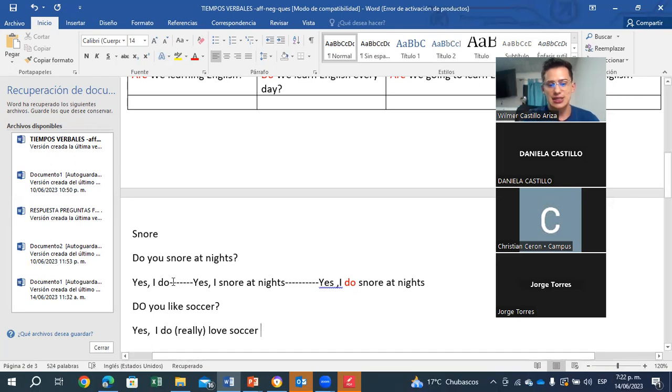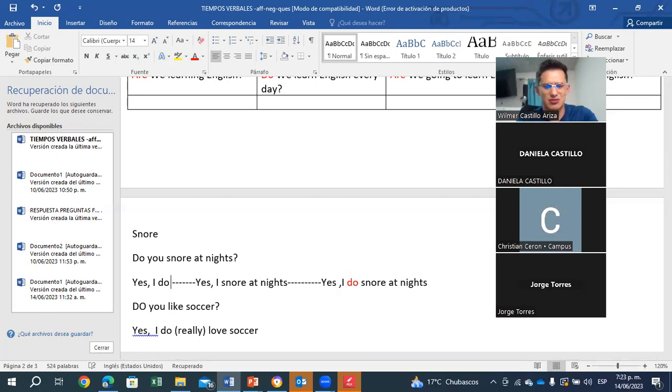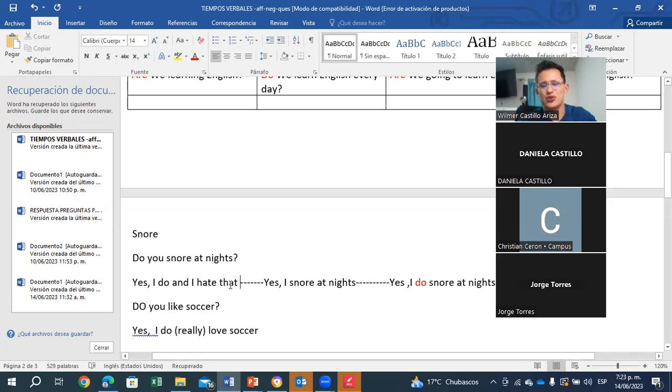Entonces, claro, normalmente, gramaticalmente, pues no está correcto, ¿no? Es "yes, I do", que reemplaza pues lo que sea el resto de la oración. Podemos complementarlo, obviamente. A veces me dicen, profe, pero puedo decir "yes, I do" y ya nada más. O pues sí, claro, lo podemos complementar también. Do you snore at night? I do. And I hate that. Digamos, sí, ronco. Y lo odio, yo odio eso.